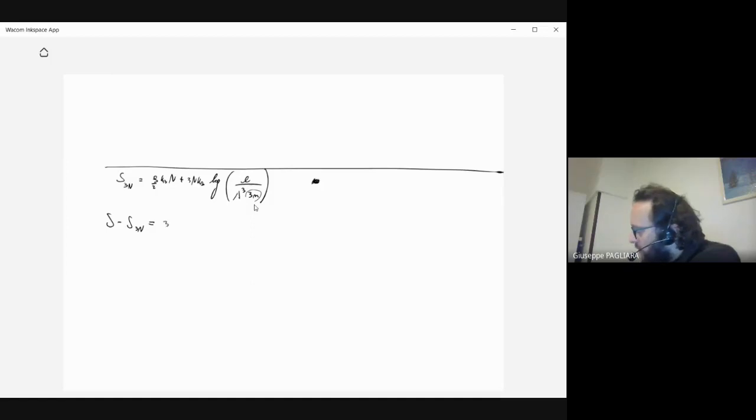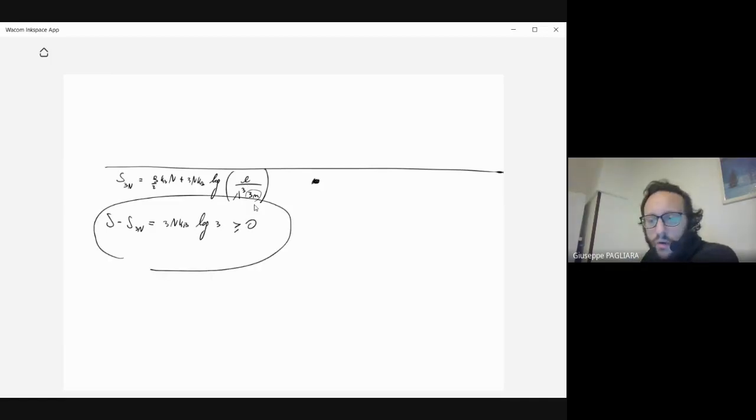When computing S minus S of 3n, you can get the result. You just have 3n kB logarithm of 3, so it's larger. That means that when you have a mixture of particles with different colors, for instance different features, it has a larger entropy with respect to a situation in which you have the same number of particles but equal particles. And of course, this is due to the mixing entropy.